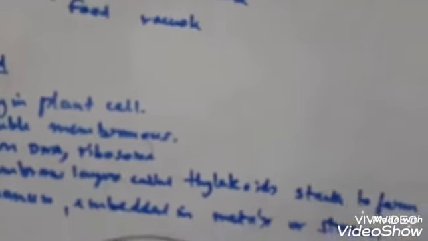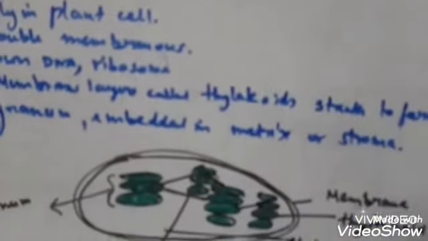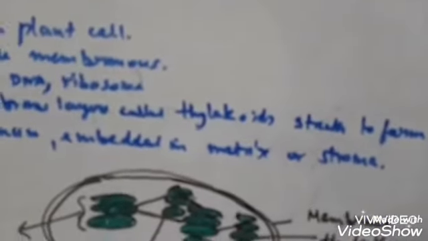Now as I told you about the types of plastid, let me discuss the leucoplast. Leucoplast is again divided into 3 types: amyloplast, elaioplast and aleuroplast. Amyloplasts are generally meant for storing carbohydrate. Like in rice, wheat, potato, amyloplasts are present in large numbers.